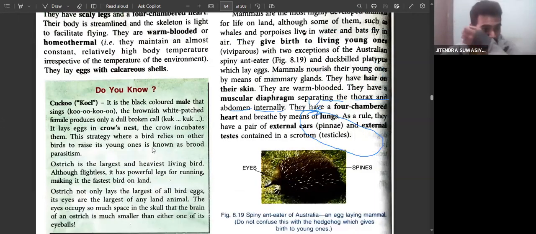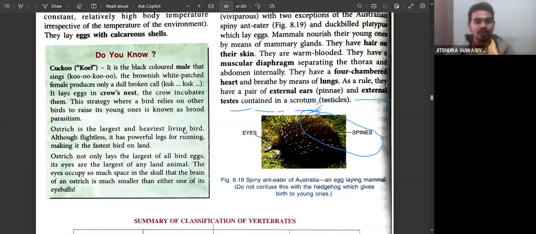There are some examples, like the koel. It is a black colored male that sings. We hear it sing during the monsoon period. The brownish white patched females produce only a dull, broken call. They call something like cuckoo cuckoo, they sing that song.